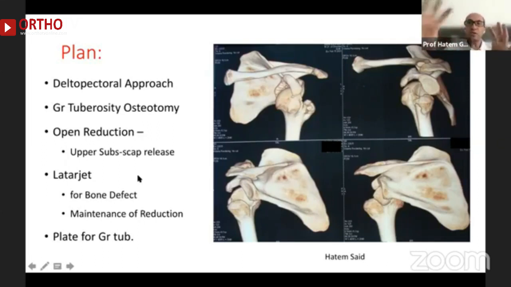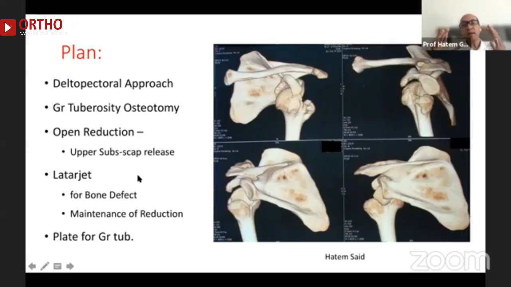As soon as you reduce the joint, it reduces, but because of the shrinkage of the tissues, be it posterior, inferior and anterior, it automatically always jumps back out of place with minimal movement. So you need something continuously pushing it back into place. And that is the function of the lateral J. You're pushing on the subscap, the lower subscap, to keep it in place. And then we need to fix the greater tuberosity back with a plate.